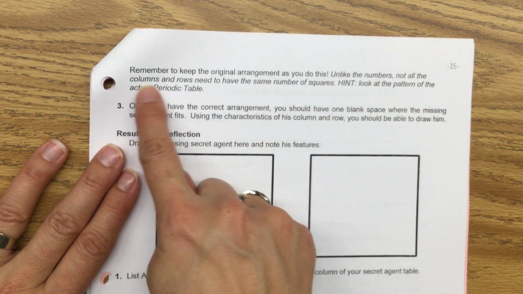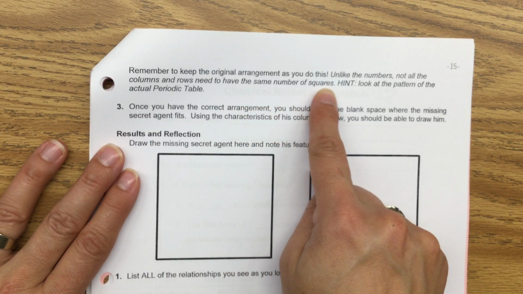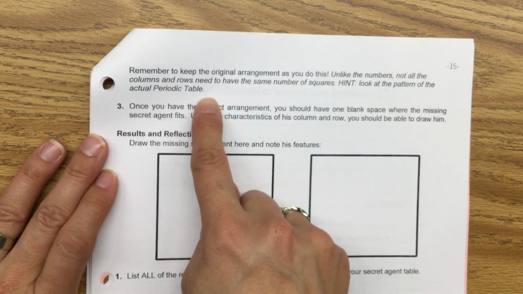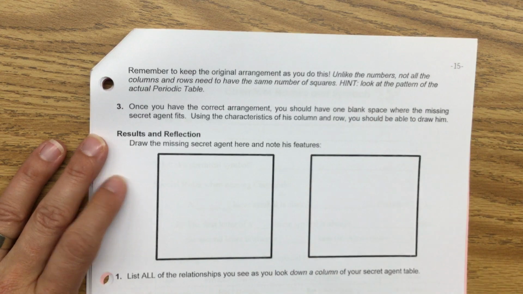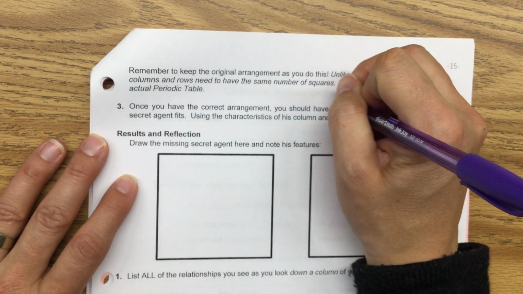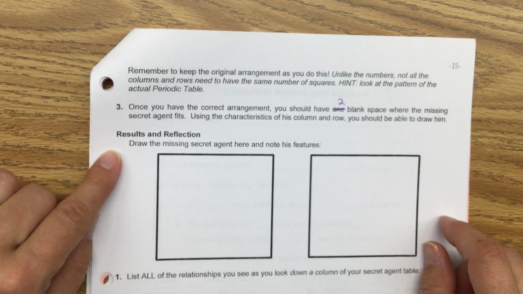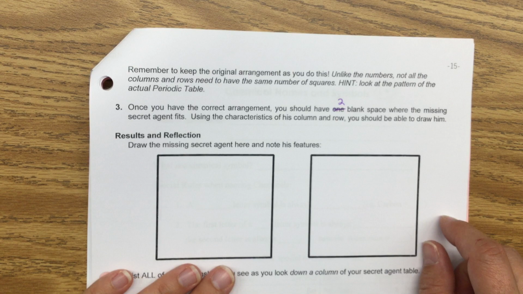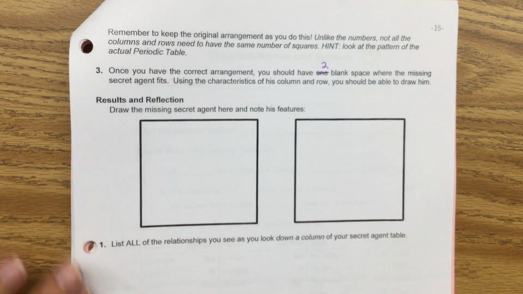Unlike numbers, not all the columns and rows need to have the same number of squares. Hint, it says look at the pattern on the actual periodic table. Once you have the correct arrangement, you should have 2 blank spaces where the missing secret agents fit in. Use the characteristics of their column and row and you should be able to draw them. So you're going to add them on Classkick, but you can do a sketch here.